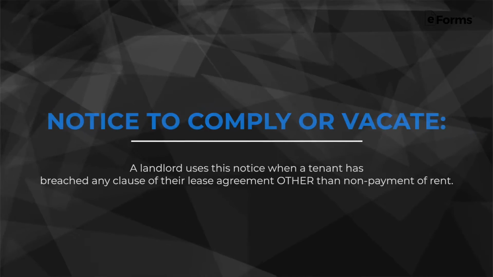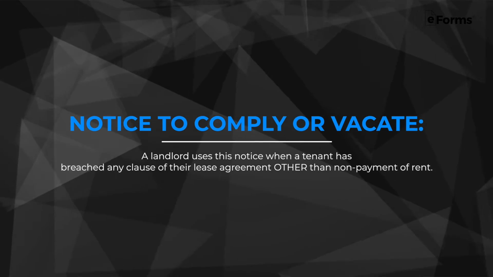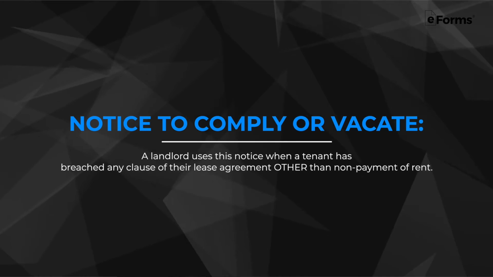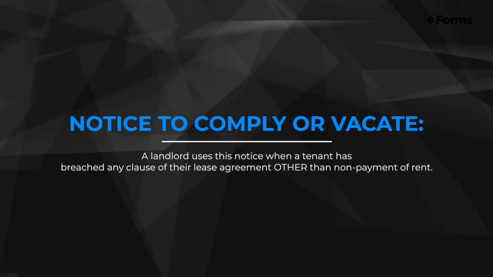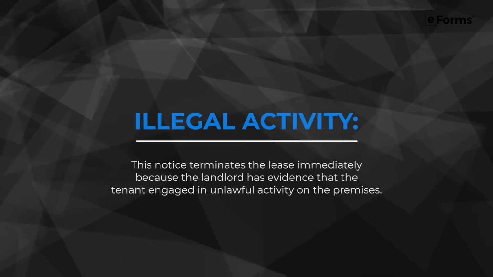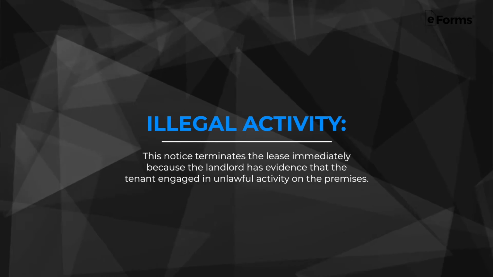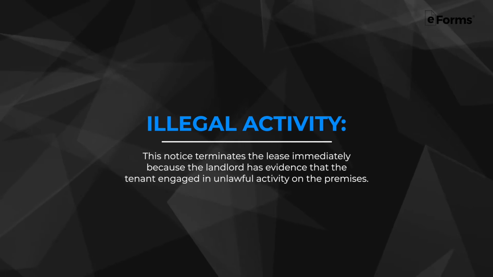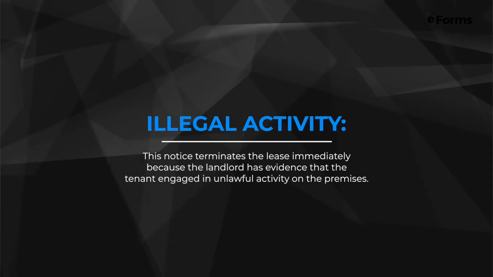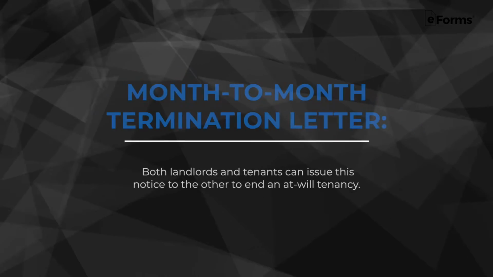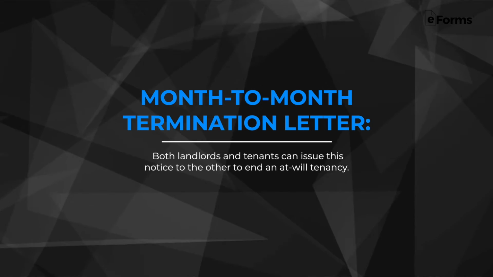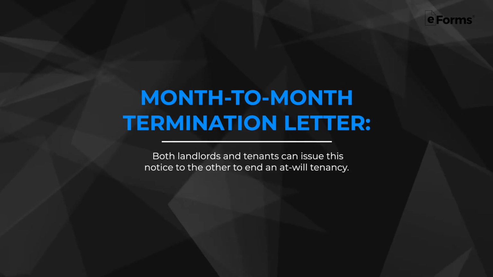Notice to comply or vacate. A landlord uses this notice when a tenant has breached any clause of their lease agreement other than non-payment of rent. Illegal activity. This notice terminates the lease immediately because the landlord has evidence that the tenant engaged in unlawful activity on the premises. Month-to-month termination letter. Both landlords and tenants can issue this notice to the other to end an at-will tenancy.